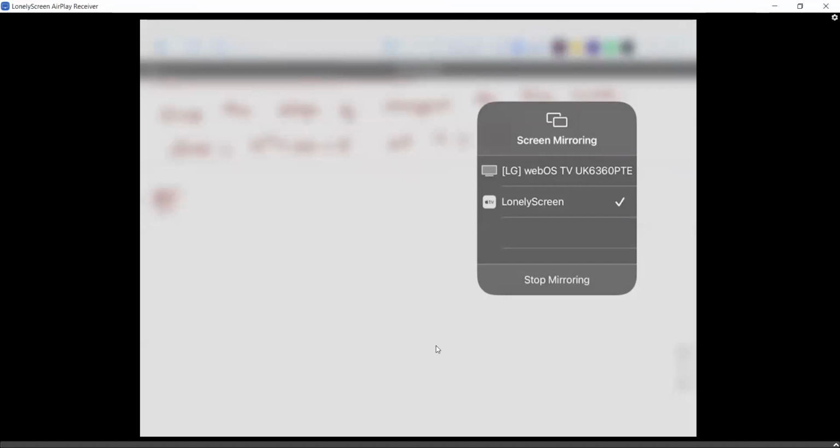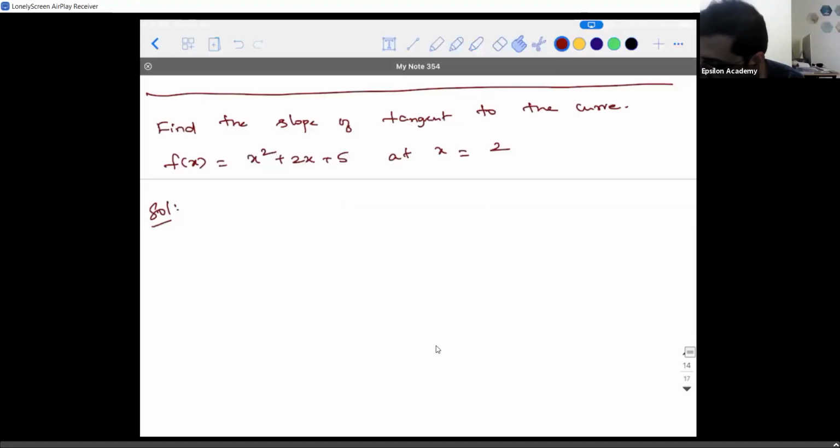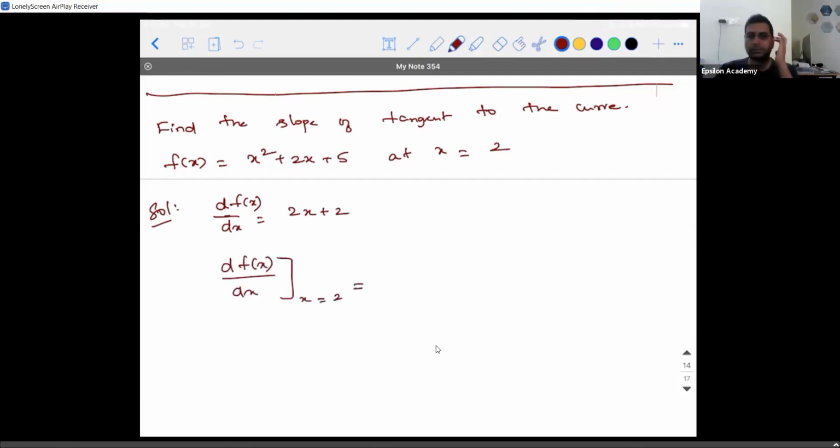Anybody with the answer? 6, sir. That's right. So dy by dx, that is the derivative of f of x with respect to x, is going to be 2x plus 2. So the derivative of f of x with respect to x at x is equal to 2 is going to give us 6. Okay.